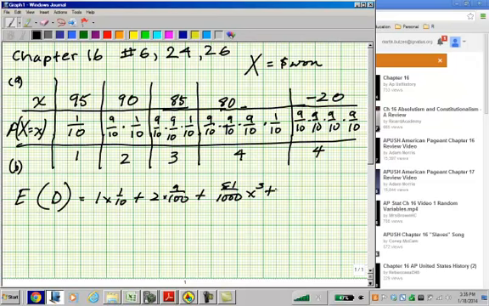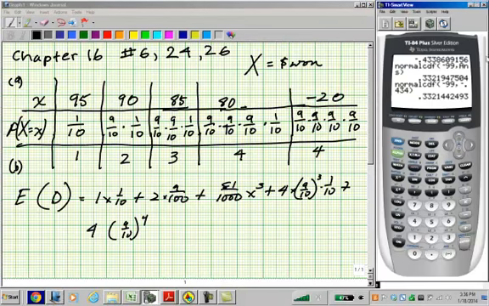plus 4 times 9/10 cubed times 1/10, plus, I've got to wrap around to the other side here, 4 times 9/10 to the fourth. Now, this isn't that hard to do on the calculator. Let me clear this. Okay, so 1 times 1/10 is simply 0.1, plus 2 times 9 over 100, 18 over 100.